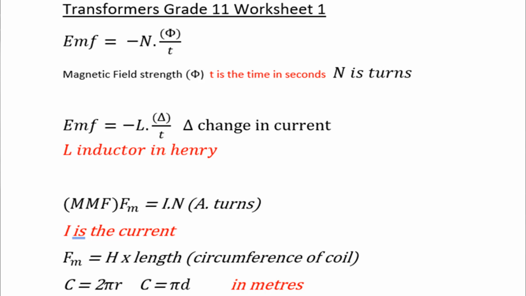And then Fm is equal to H times L. Now H is the amp turns per meter, and L is normally the length, and this will be the circumference of the coil. Then we have C is equal to 2 pi r. We know C is circumference from mathematics, but C is also equal to pi times diameter. So 2r is the diameter. So this is why the formula is C is equal to 2 pi r, or C is equal to pi d.